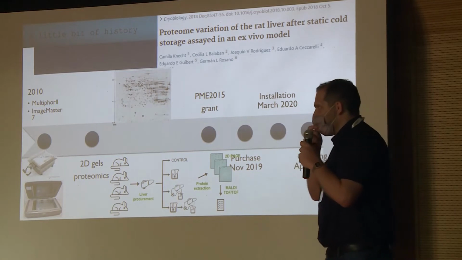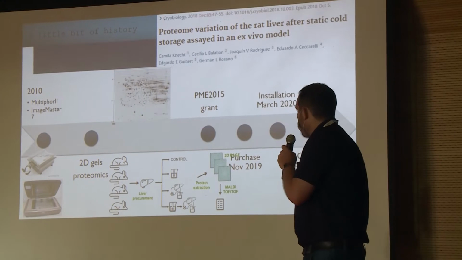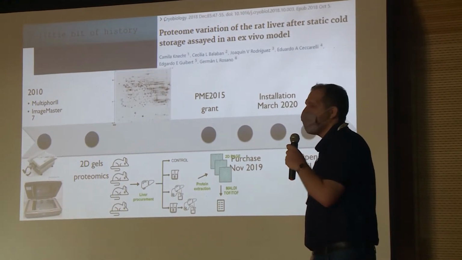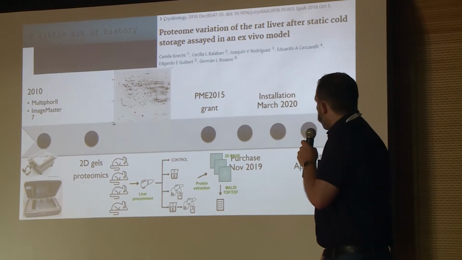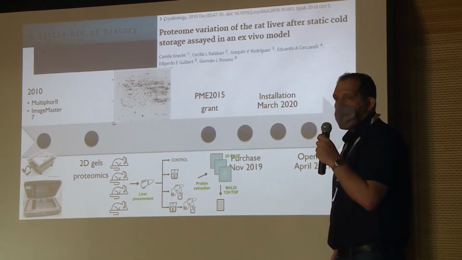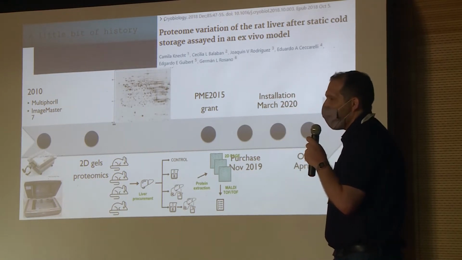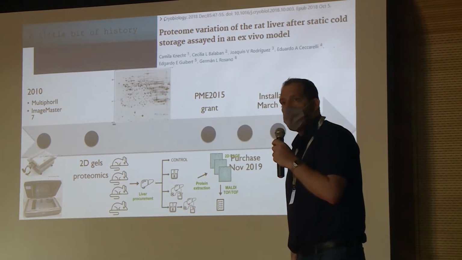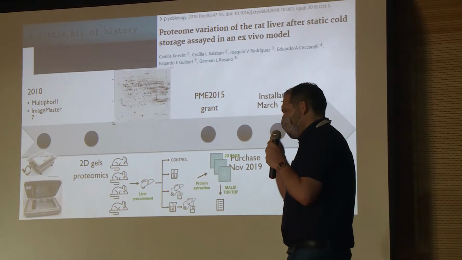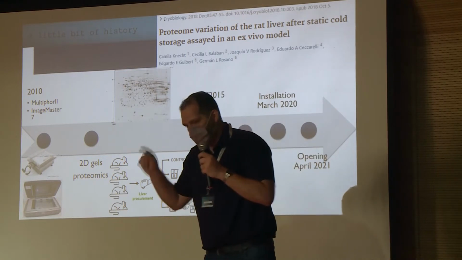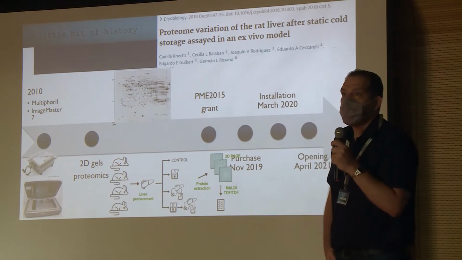During that time, the economic crisis in Argentina made it difficult to acquire, and the equipment was finally purchased 4 years later, in 2019. Once the money appeared, of course, the equipment appeared also very rapidly. It was here in January last year, and it was installed in March 2020. What happened in March 2020? The pandemic. So we turned on the mass spectrometer, and we left it there for 8 months, and we couldn't go in.